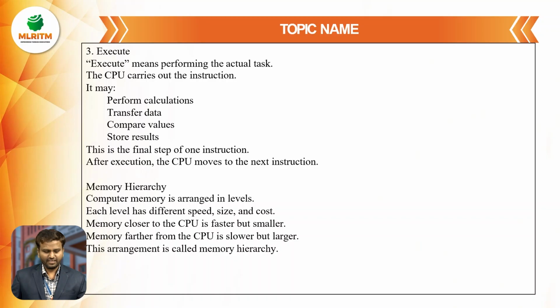Now, the memory hierarchy. Computer memory is arranged in levels. Each level has a different speed, size, and cost. Memory closer to the CPU is faster but smaller, and memory further from the CPU is slower but larger. This arrangement is called the memory hierarchy.